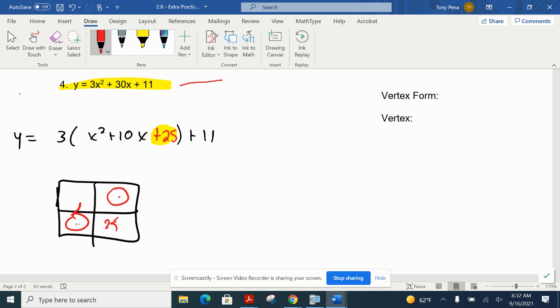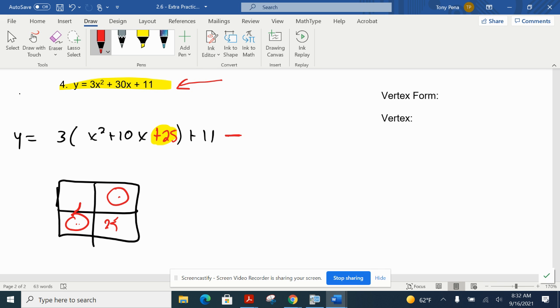This 25 was nowhere in this original problem. We just created that to make a perfect square. We can't just do that, right? That would be illegal. So what we want to do is subtract it from the back end. If I add 10 and then subtract 10, I really haven't added anything because that's 0.